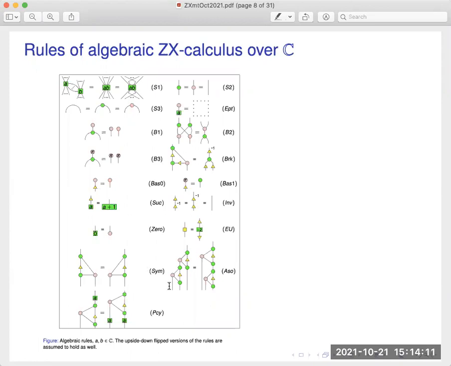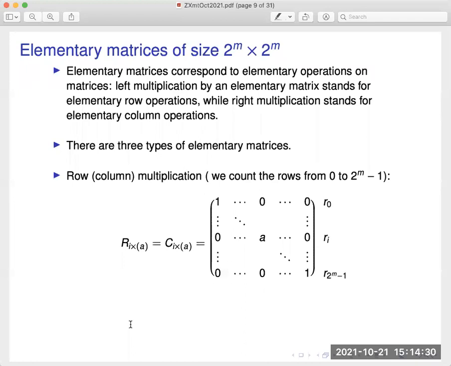But here there are some rules that involve the triangles, like the symmetry of this big triangle, and this associativity, and this single phase can be copied. Okay, those are the rules. So that's a very short introduction to the algebraic ZX calculus. So now let's see how to represent elementary matrices.